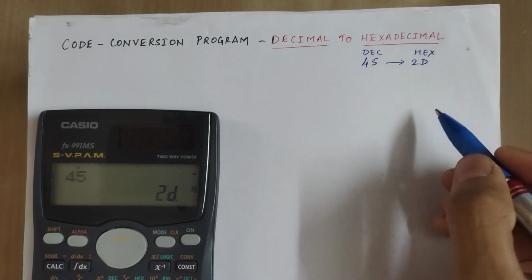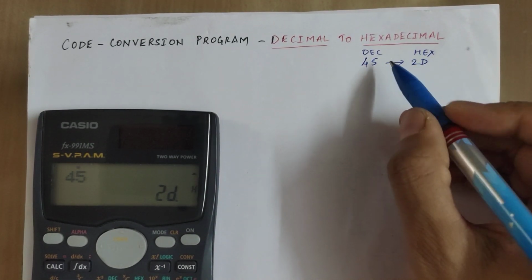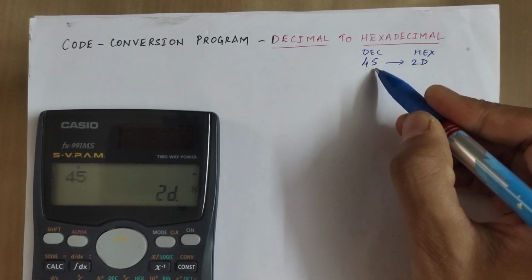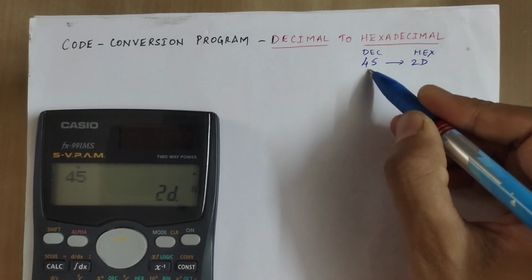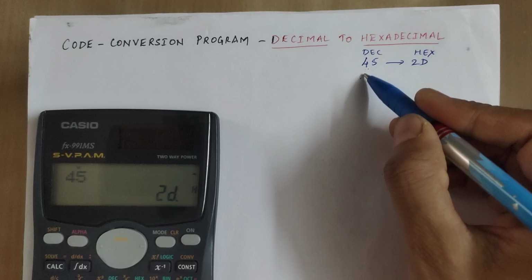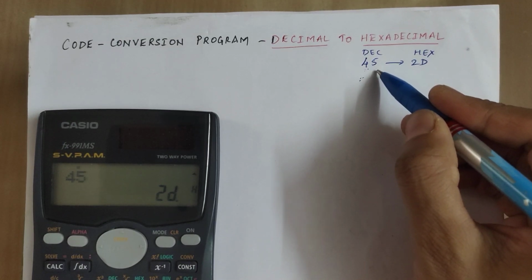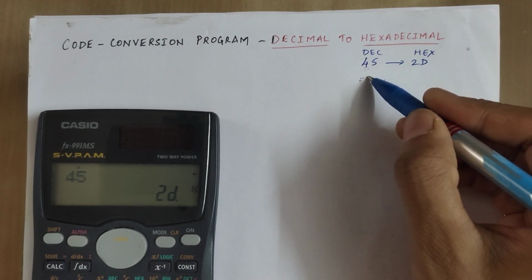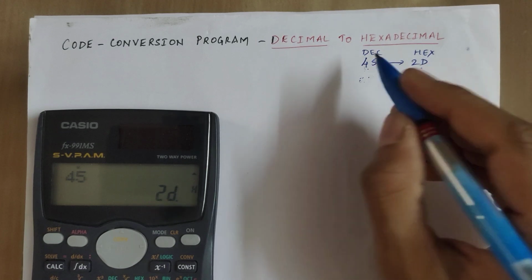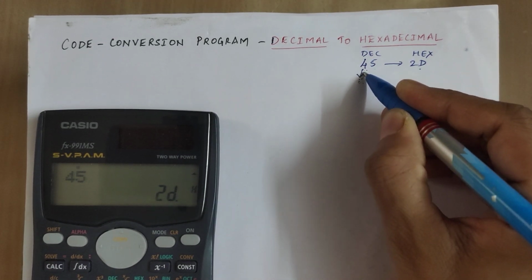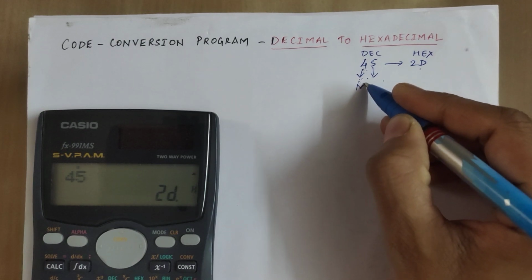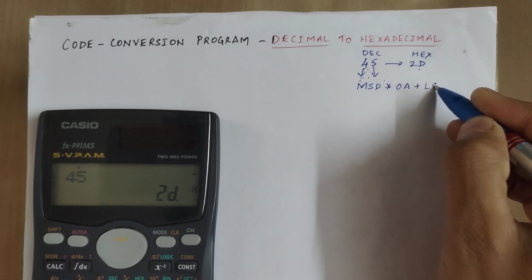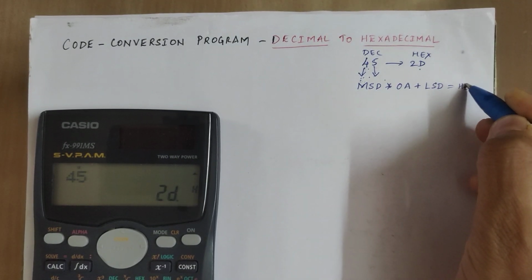So let us see how this conversion happens. The main logic behind converting a decimal number into hexadecimal is to separate the two digits of this decimal number, that is, unpack the two digits, extract the MS digit, the most significant digit, and the least significant digit. Multiply the most significant digit with A and add the least significant digit to it, and then you're going to get this answer. Meaning to say, this is the MS digit, this is the LS digit. So the MS digit must be multiplied with 0A, and to this you're supposed to add the LS digit and you'll get your required hex answer.